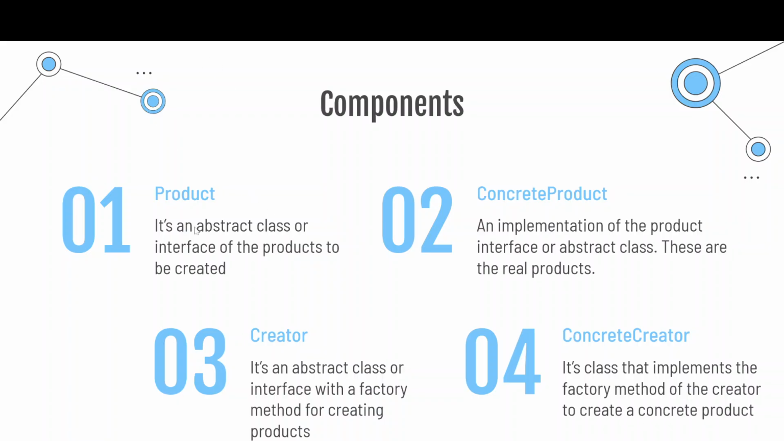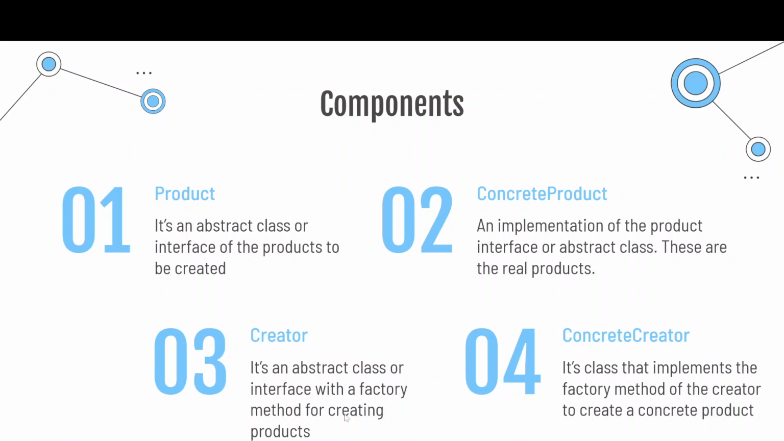So then you have to define an abstract class for your product, and following that, you define a concrete product. The concrete product is the implementation of the product interface or abstract class. These are the real products. And then number three, you have a creator. So this now is the factory.